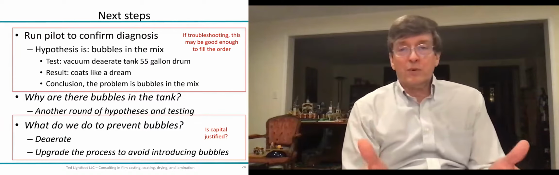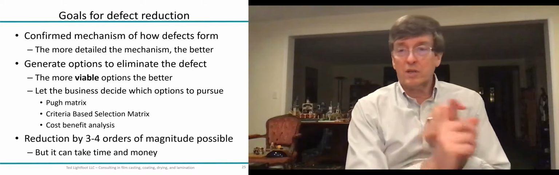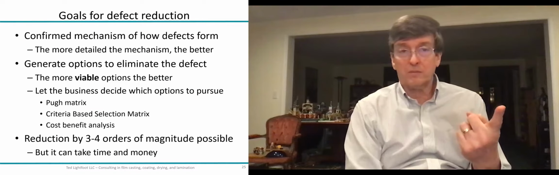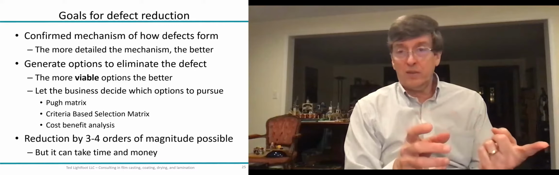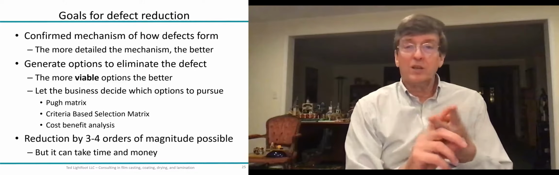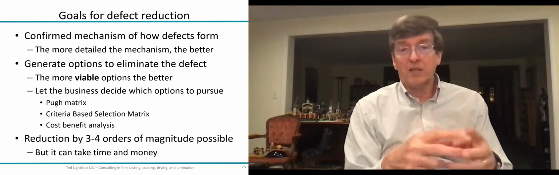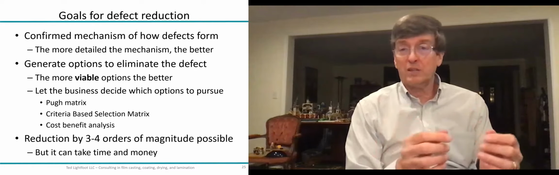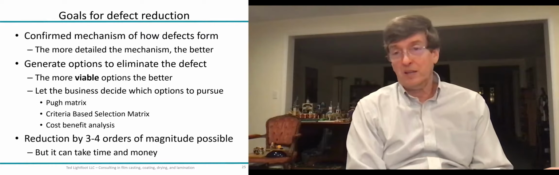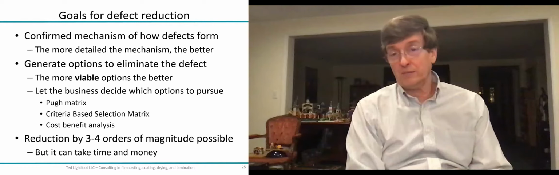So that brings us to the goals for defect reduction. Number one, you want to confirm the mechanism. The more detailed that mechanism is, the better. Number two, generate options, with an S, to eliminate the defect. The more viable options, the better, because the business might not want to spend the money to rebuild the whole plant, right? They might want you to tweak the formula.